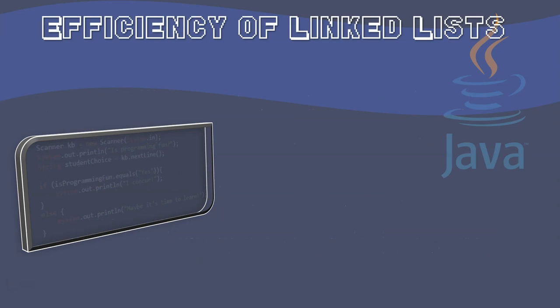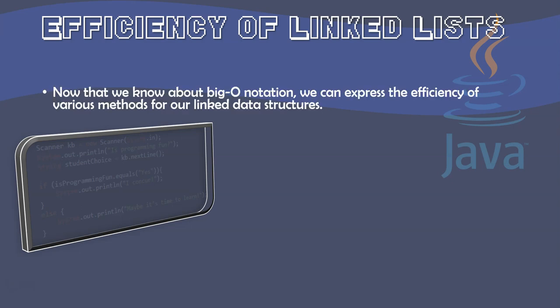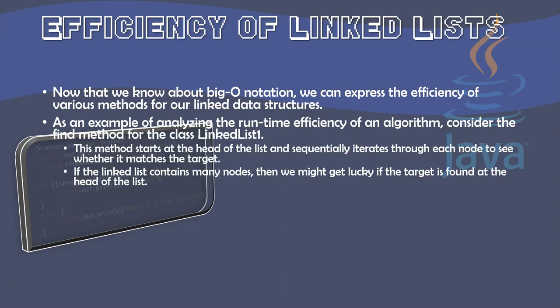And let's wrap this back up now finally with our conversation on linked lists, because that's been our main focus. So with linked lists, if we think back to big O, how can we express the efficiency of various methods for linked list structures? As an example, let's analyze the runtime efficiency of the find method that we have in our class LinkedList1. This method starts at the head of the list and sequentially iterates through each node to see whether or not it matches the target. If the linked list contains many nodes, then we might get lucky if the target is found at the head of the list.